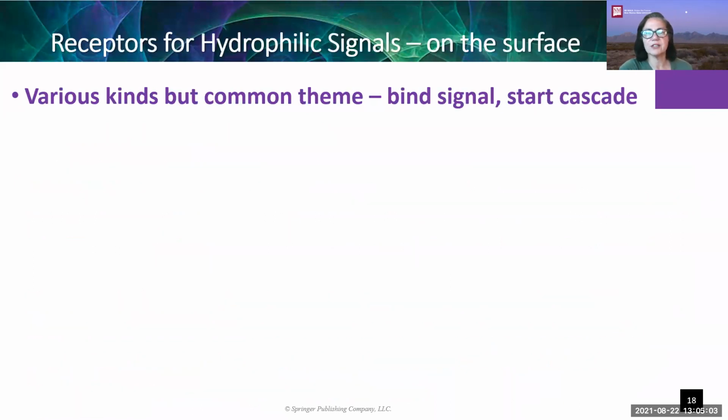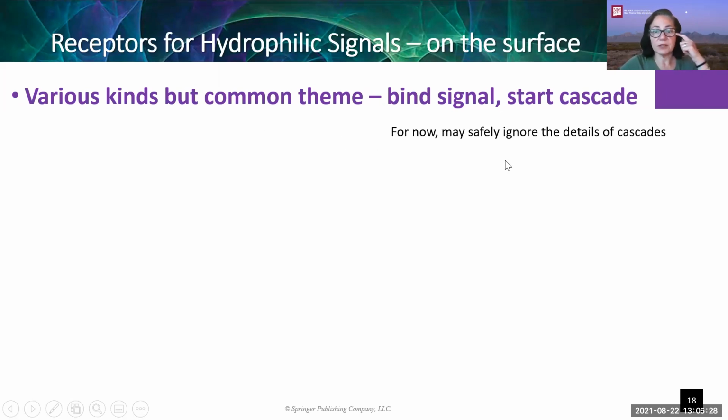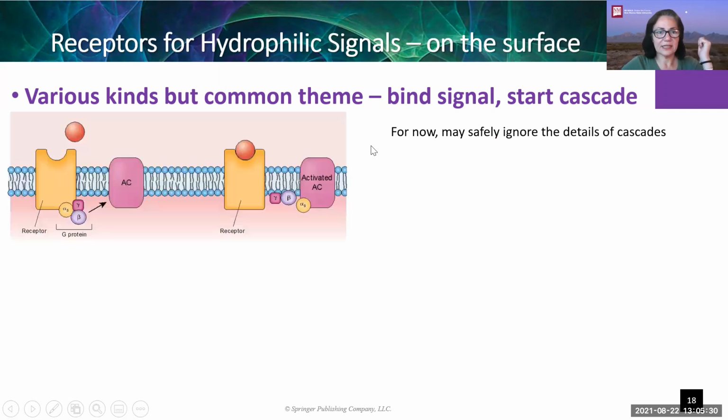So receptors for hydrophilic signals, there are various kinds, as I mentioned. I'm going to show you some diagrams, but I promise that we're not going to go into lots and lots of details. But I want you to get this general idea that when the signal binds, when the hormone, whatever the signal is, when it binds, it starts a cascade of reactions inside the cell. For now, we're ignoring the details of the cascade.